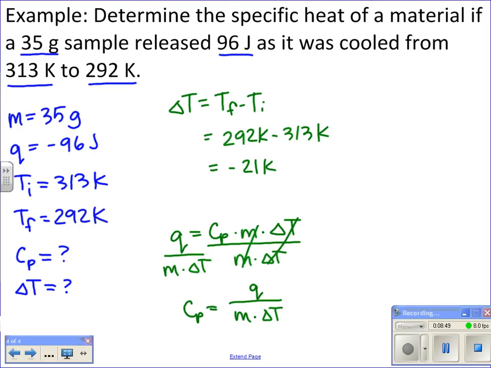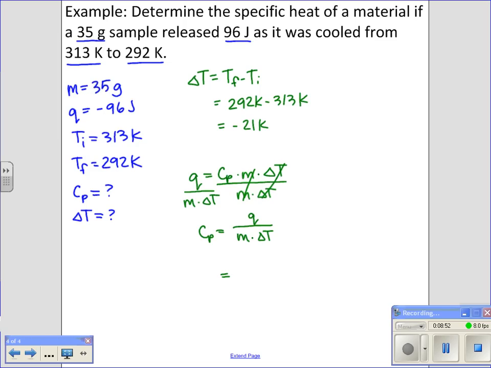Now I'm going to put my numeric values in. So Q on top would be negative 96 joules divided by the mass, 35 grams, and the change in temperature we found to be negative 21 Kelvin. The bottom numbers, as you're multiplying them, are essentially in parentheses even if they're not written. I just wrote them in to help us see that. When you divide by them, you can either choose to do negative 96 in your calculator, divided by, and then put in parentheses, 35 times negative 21, end parentheses, or you could divide by both numbers: negative 96 joules divided by 35 grams divided by negative 21 Kelvin.